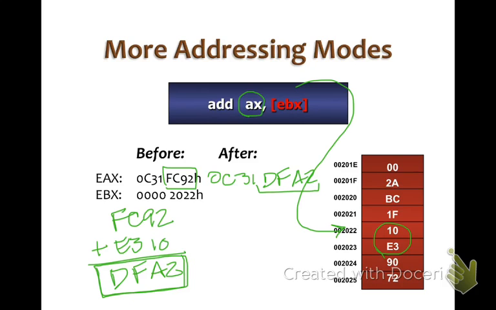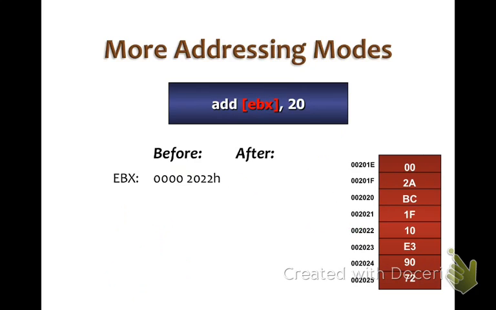So, does that make sense? Hope so. One more example, and then we'll call it a video for this one. In this case, what's going to happen here? I'm going to get an error message. Why? Because there is a size ambiguity. Remember, I am the processor. I look first at the destination.